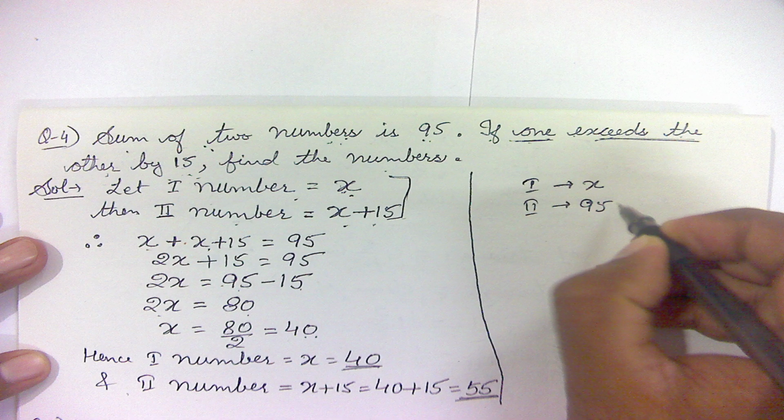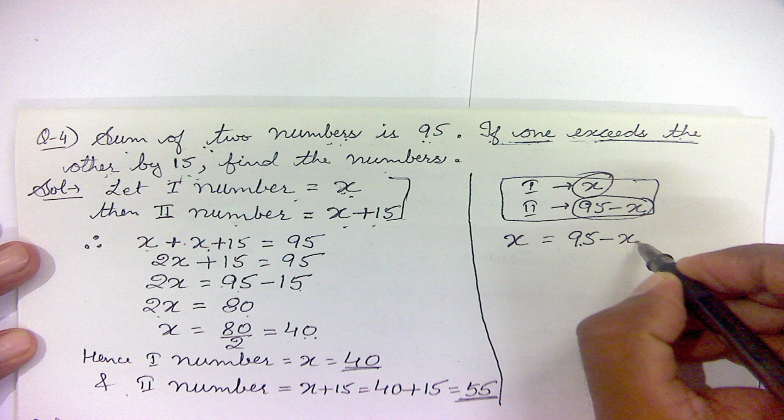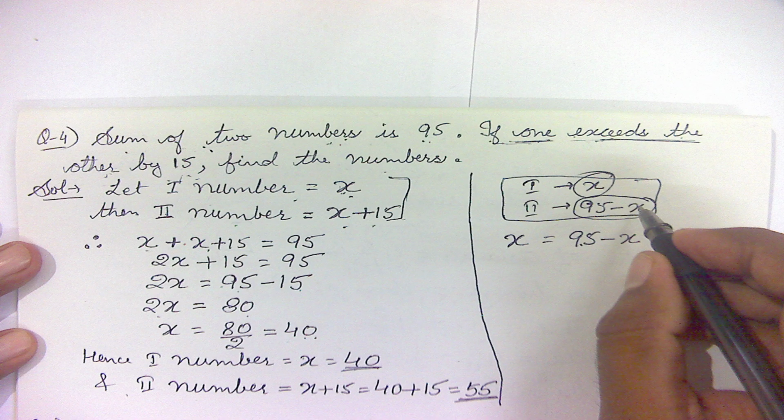So what will you do? x equals 95 minus x and more by 15, so plus 15. You can take it like this. And if you solve this, x equals, now 95 plus 15 is 110 minus x. So x plus x equals 110.